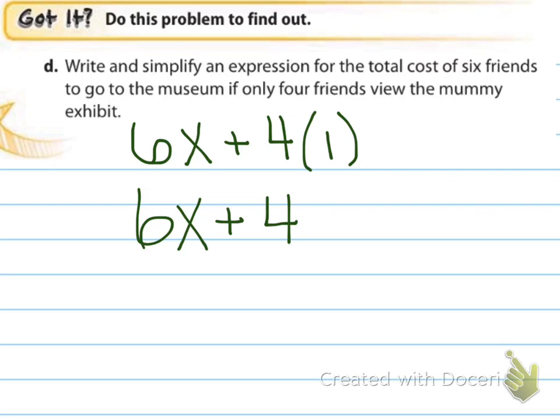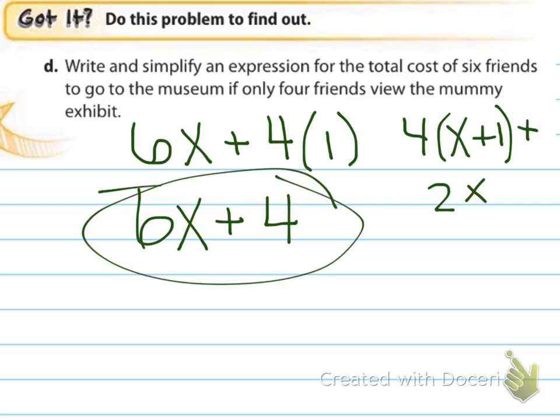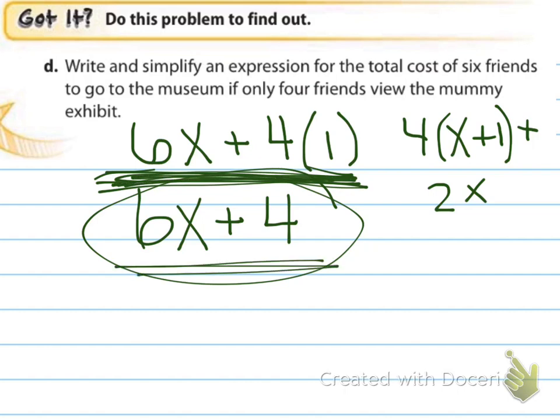Now you may have decided to do 4 times X plus 1 plus the extra 2 people that are only paying for the museum. Ultimately, you're still going to come out to 6x plus 4. So this could be a little bit different depending on what you were going with, but this is going to be our final answer when we simplify. And no matter what, you'll get that answer.